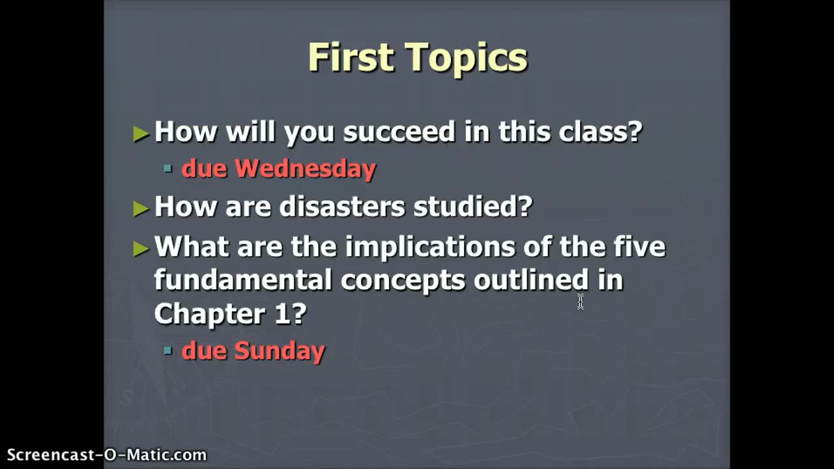And then for the rest of the week, we want to discuss how are disasters studied. Specifically, how are they studied by scientists? And what are the implications of the 5 fundamental concepts outlined in Chapter 1 of the book? And this really starts to get us rolling on the study of natural hazards and how that impacts people. I mean, that's really why we do it. We consider these processes hazardous because they have an impact on people.